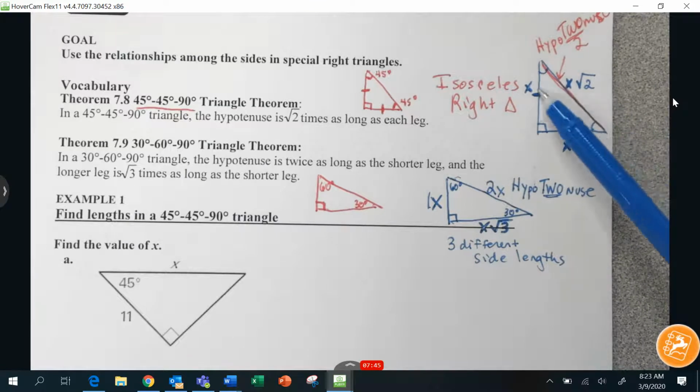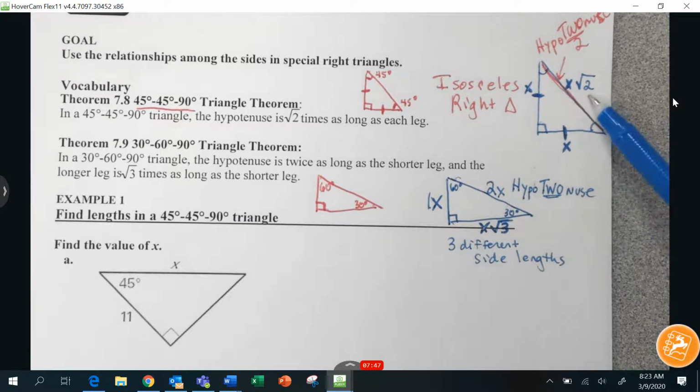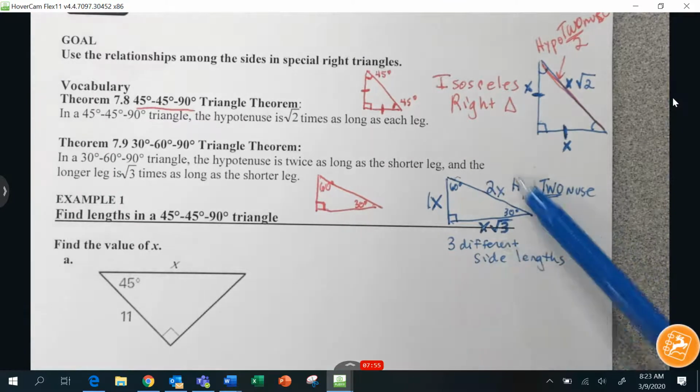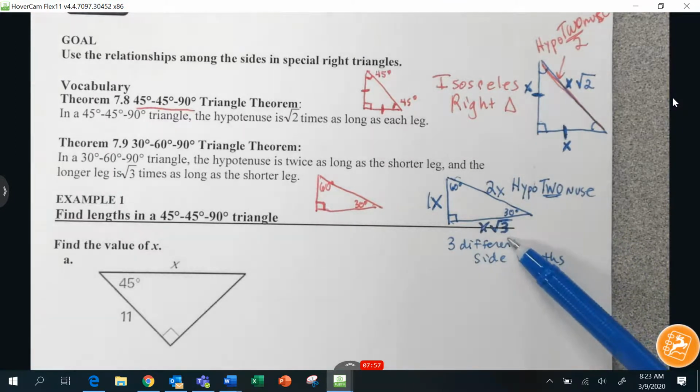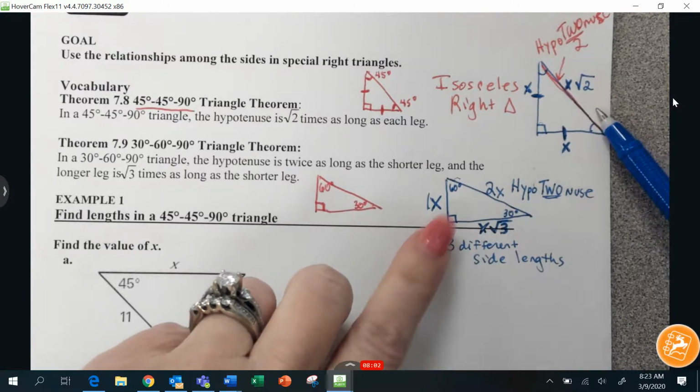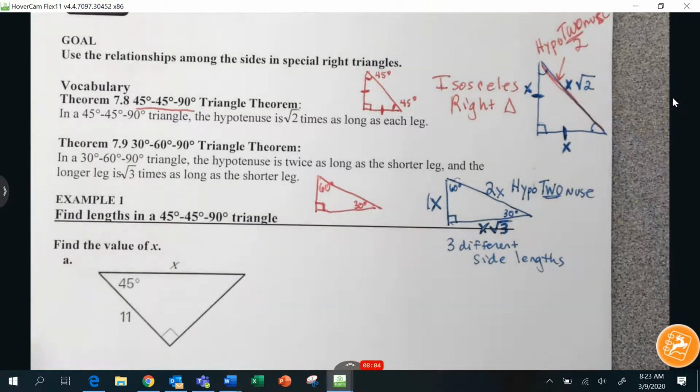The one that has 2 different side lengths has the square root 2. The one that has 3 different side lengths has the square root 3. I'm just trying to give you ideas of how you can memorize these. Do either of these have 2 square roots in the triangles? No. Okay, so we're going to use this information.